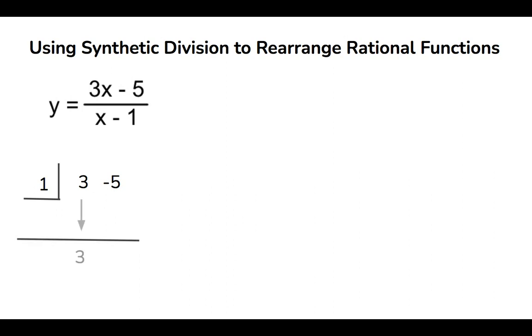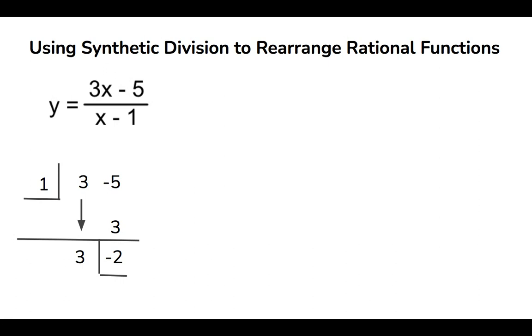First thing I do is I bring down the 3. And then I'm going to multiply 3 times 1. And that's 3. And then I add straight down. Negative 5 plus 3 is negative 2. So negative 2 is my remainder. A remainder is always part of what's left over. It's essentially a leftover. It's the part of the whole.